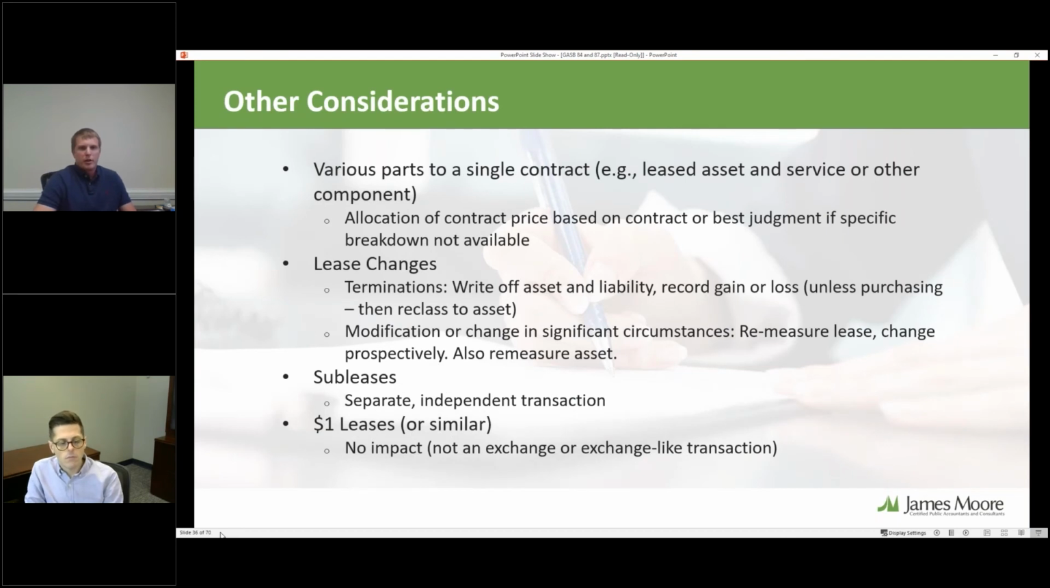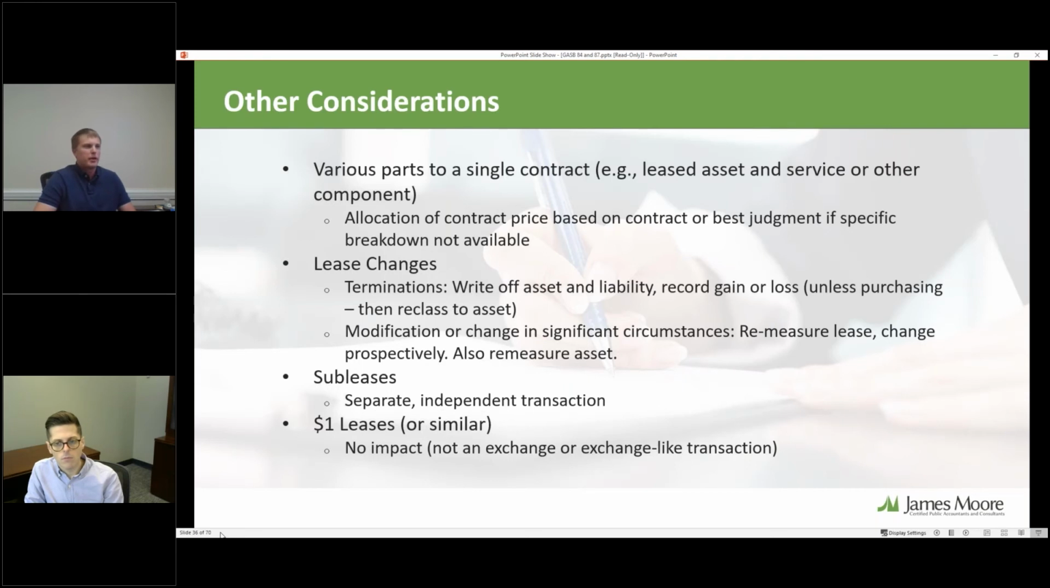So just some other considerations to think about as you guys are implementing 87. Various parts to a single contract. As you guys are probably aware, a lot of these contracts have different components to it. You are going to be required to go in there and break out the pieces of the contract that relate to the lease, and that there's potentially any service component to that contract. You're going to need to treat that separately from the lease.